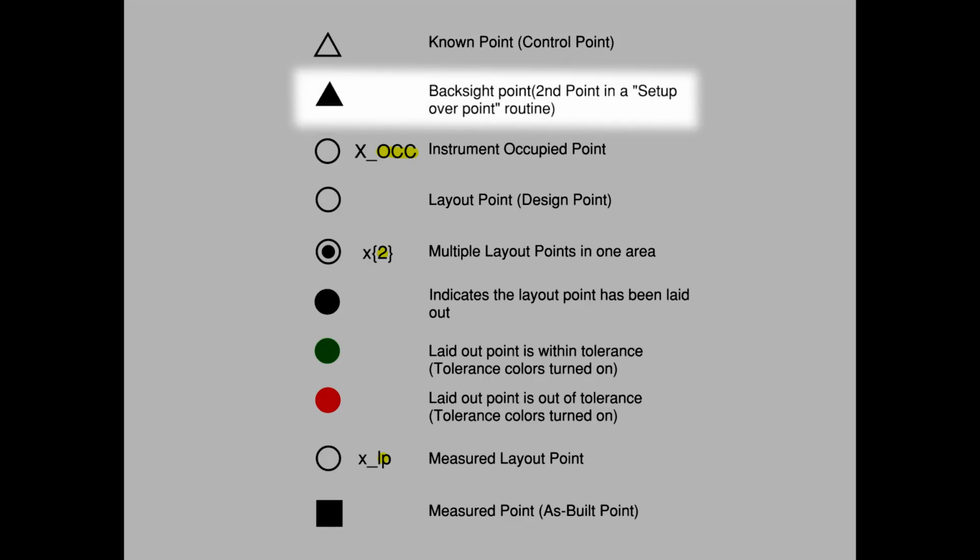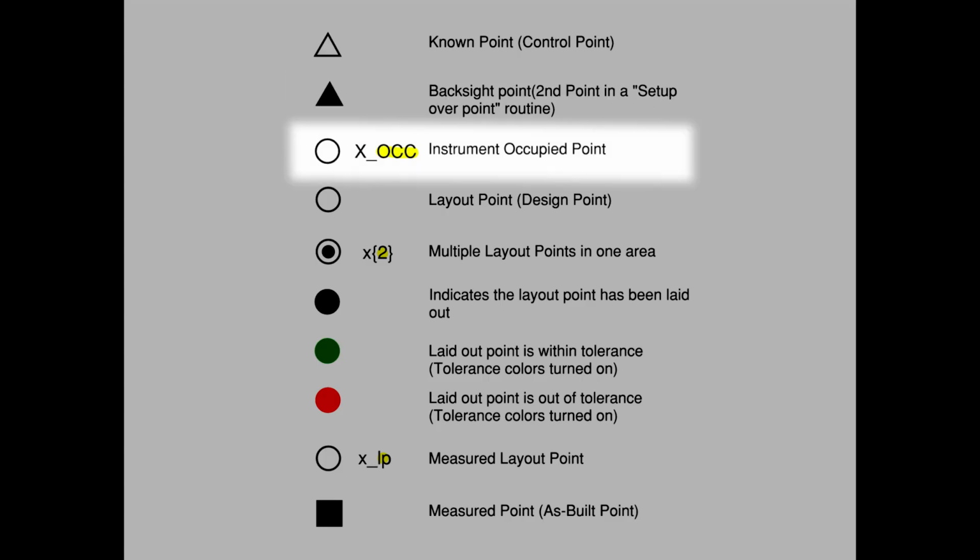When you see a filled triangle, that's a backside point. These points are created when you're setting up over a point and you shoot your backside point. After you set up an instrument, the software will create a point exactly where your instrument is. It'll give it a point name, and then it'll be _OCC for occupied point.